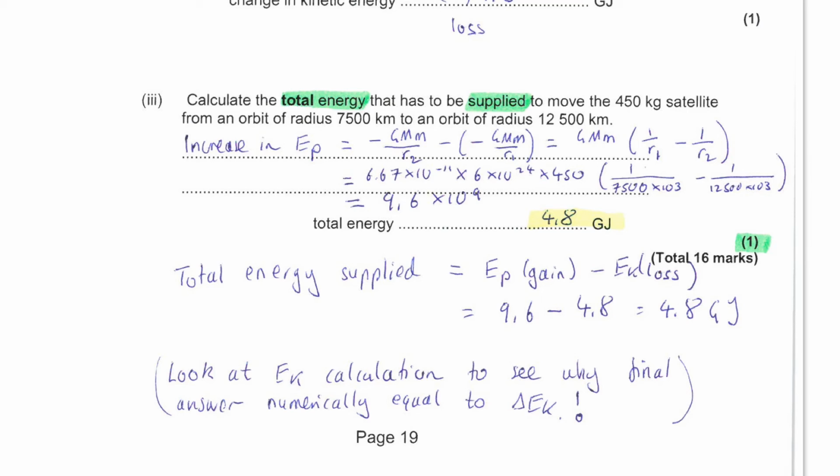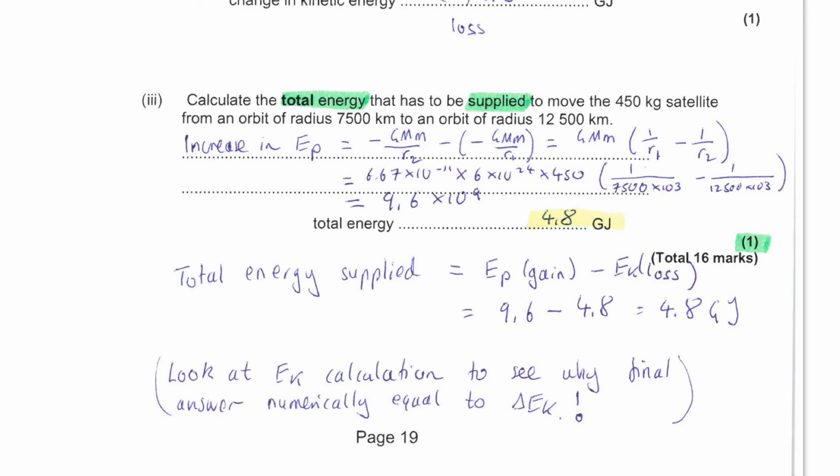Tidying that up leads to this expression for the change in potential energy, and then you have a lot of careful substitution to do. So the gravitational constant, the mass of Earth, the mass of the satellite, and then a subtraction of 1 over the original radius, take away 1 over the final radius. This leads us to an answer of 9.6 times 10 to the 9 joules, or 9.6 gigajoules.